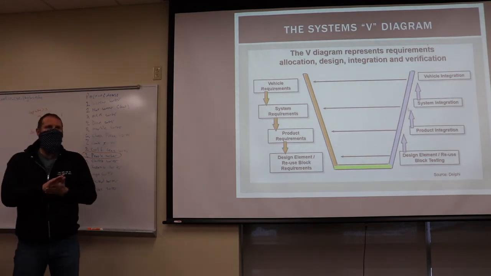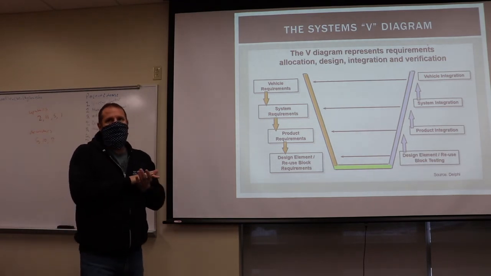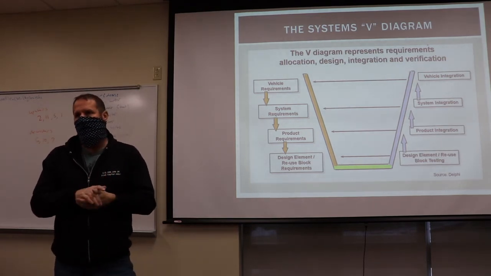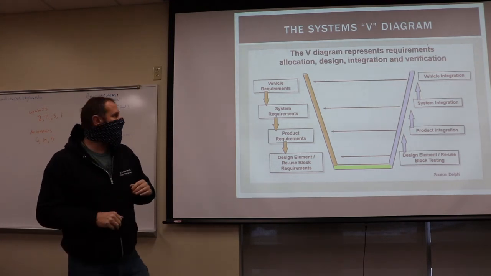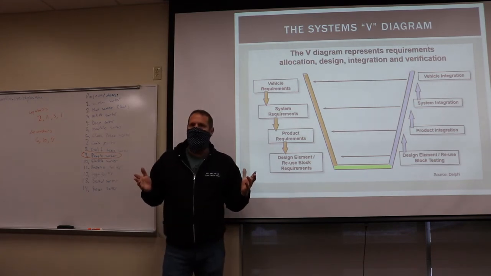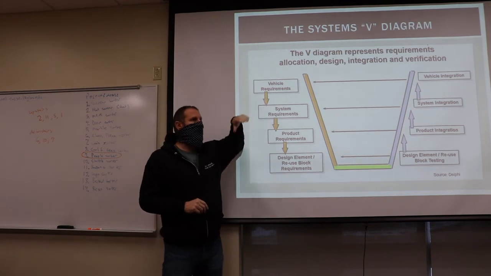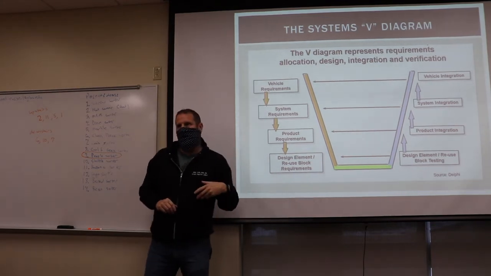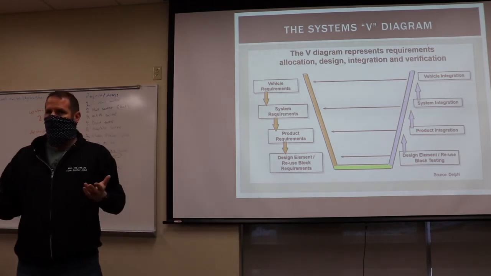Okay, so I have two slides that talk about the V diagram. And this is probably the most important slide in the whole thing. Actually this one and the next one. So what we want to look at when we're first designing a system, when we're thinking about the designing of a system, is what are our top level requirements? Well, those top level requirements as they sit right now are what?